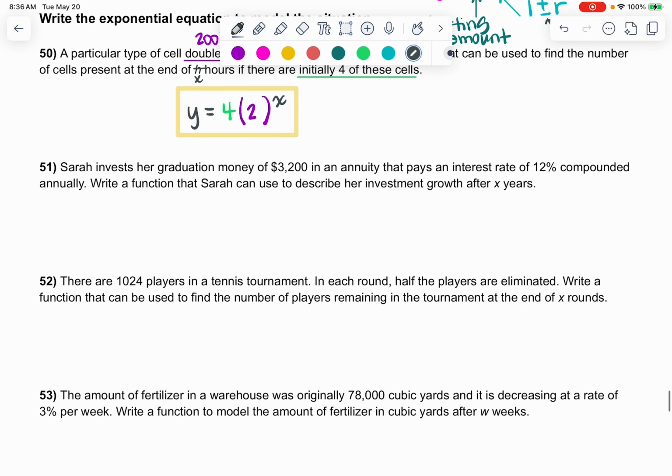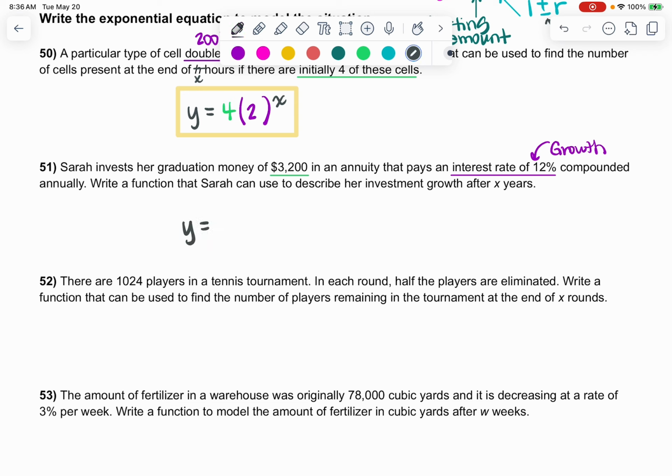All right, number 51. Sarah invests her graduation money of $3,200. That sounds like her starting amount. And it pays an interest, so that's automatically growth, of 12% compounded annually. All right, so this is growth. Write a function that can be used to describe her investment after x years.